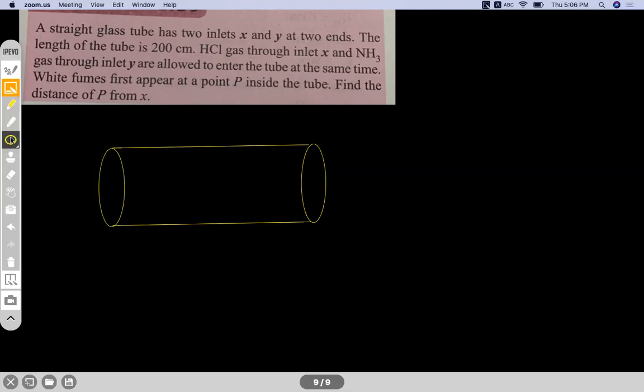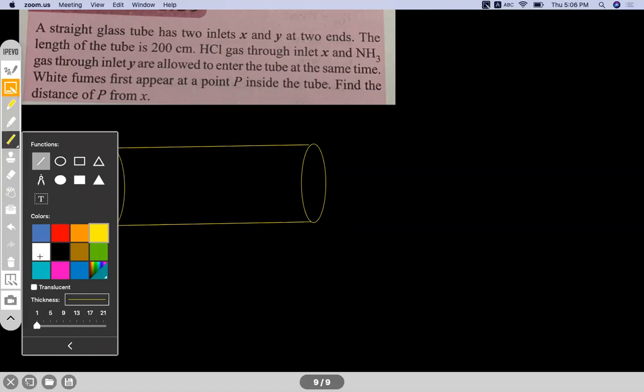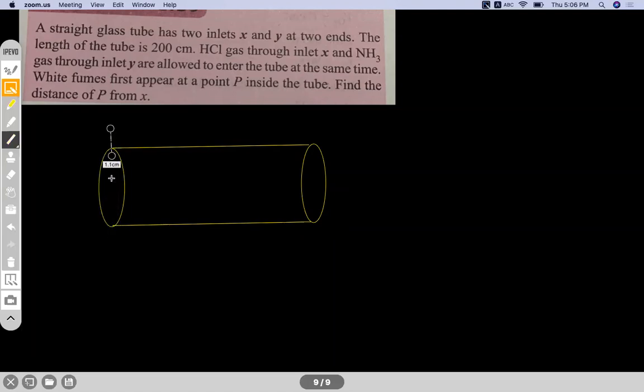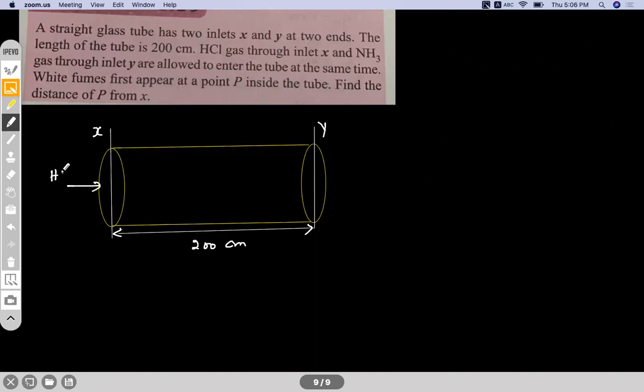This is the two inlet we have here. This is X, for example, and this is Y, and this distance is given, that is 200 centimeter. Now from this side we have HCl gas. We enter HCl gas from this side X inlet, and NH3 gas through the inlet Y, that is from the right hand side. NH3 gas we entered like this.